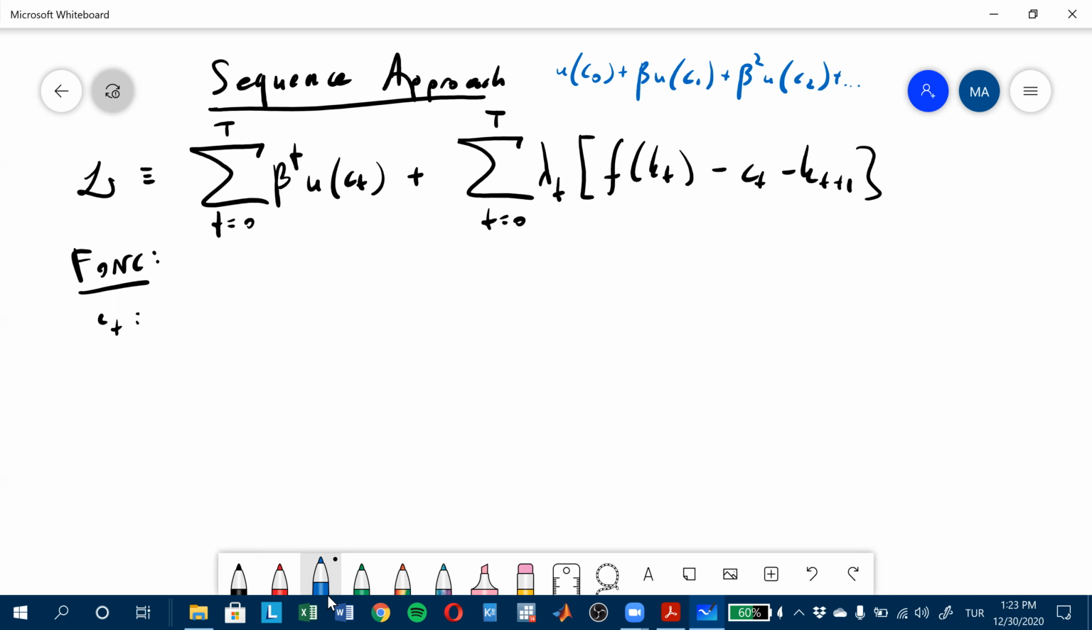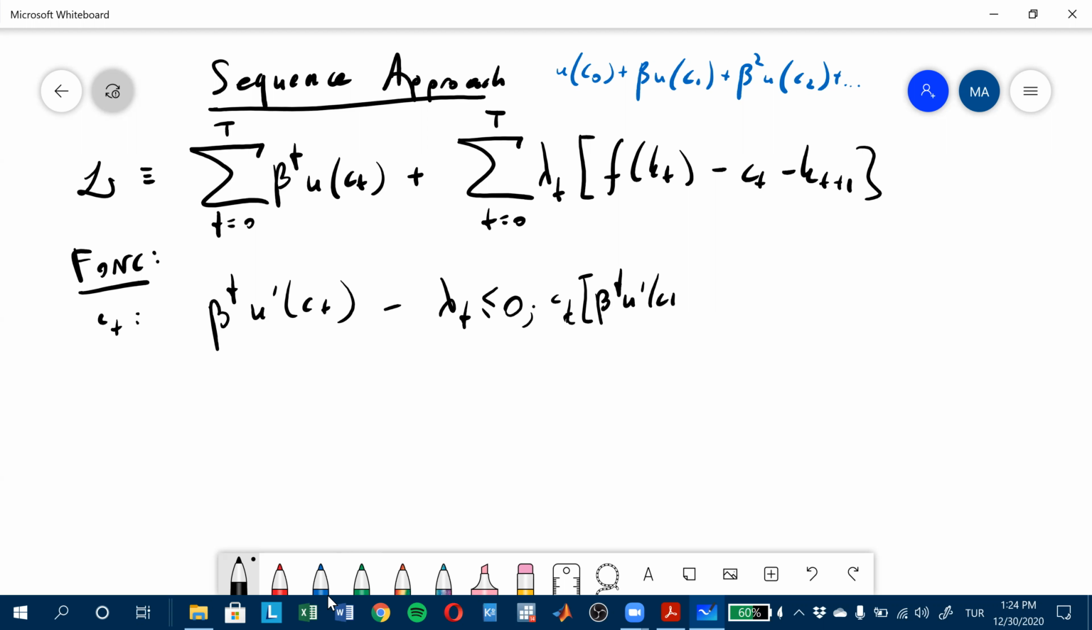And that goes on. So it is all additively separable. So I can take derivatives, right? So for CT, I have something like this. First I have beta t, then U prime CT. Then where do I find CT again? Here, right? So it is minus lambda t. Now, since I have a non-negativity constraint, this must be: beta t u prime ct minus lambda t less than or equal to 0, and ct times this equals 0.